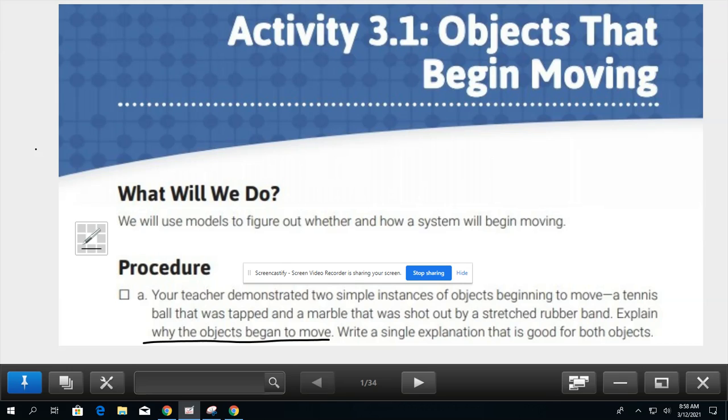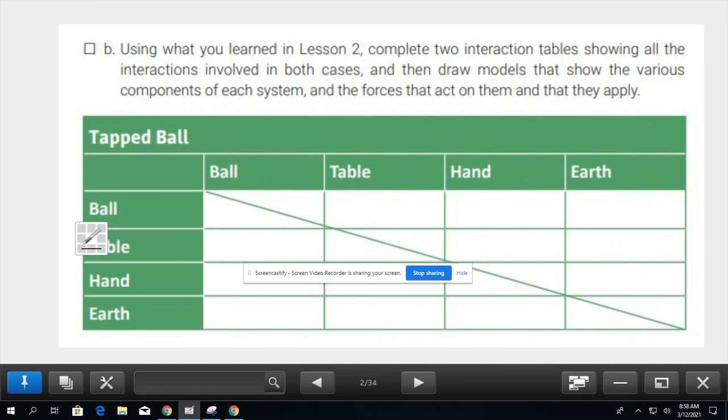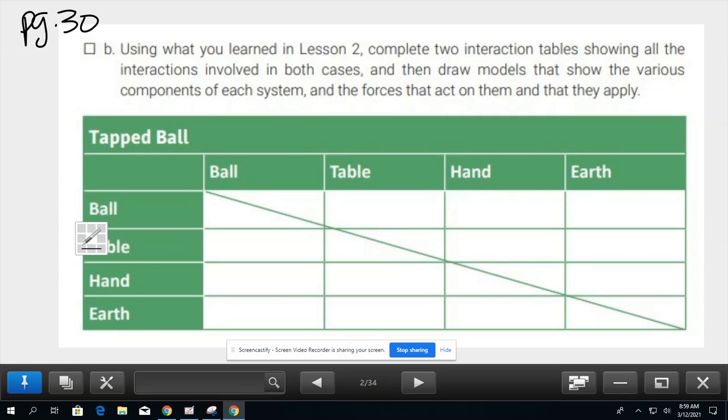Now that you've written your explanation, let's turn to page 30. On page 30, you're going to use what we've learned in lesson 2 to complete the 2 interaction tables for all of the interactions that were involved. So these are contact and non-contact forces. So these are contact forces and forces that act at a distance.